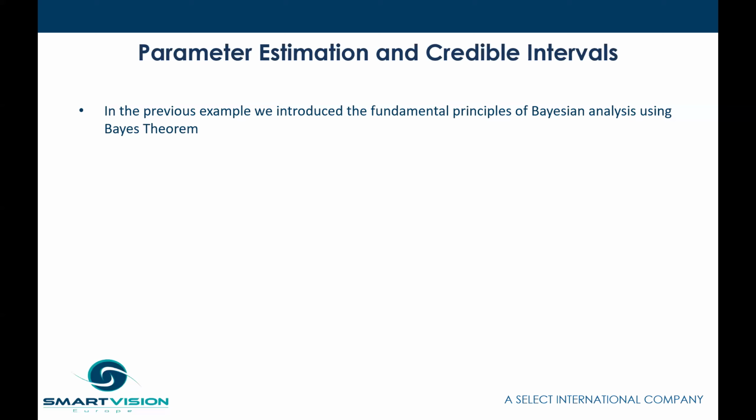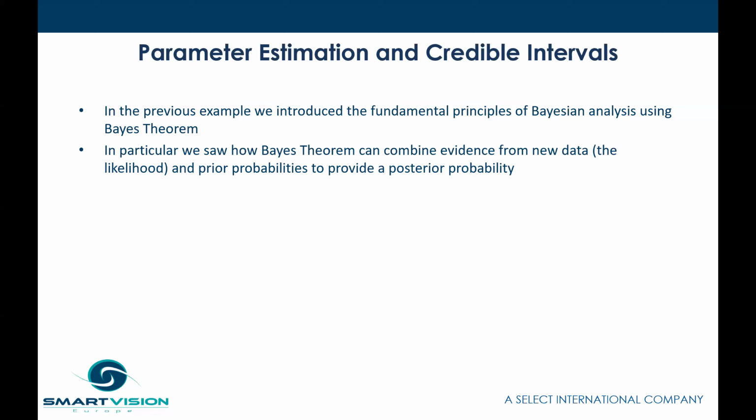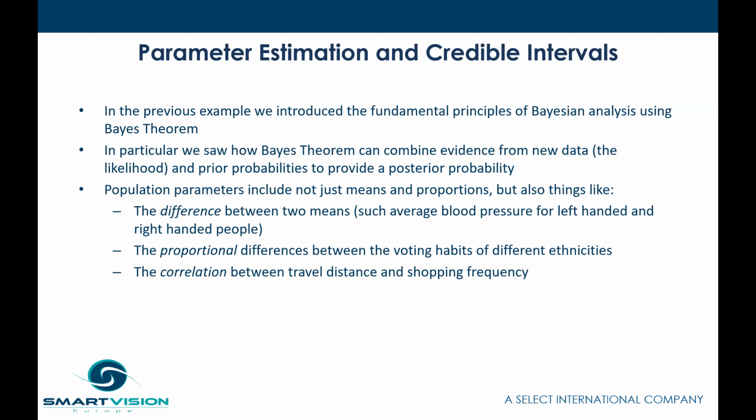In the previous example, we introduced the fundamental principles of Bayesian analysis using Bayes' theorem. In particular, we saw how Bayes' theorem can combine evidence from new data, the likelihood, and prior probabilities to provide a posterior probability. The population parameters that we might be estimating, and remember these are not fixed values in the Bayesian world, they vary. They don't have to just be like, is that gold or not? It might be the difference between two means. Say, look, I'm seeing a difference here. It's not a very big difference. Is it notable? Is it important?